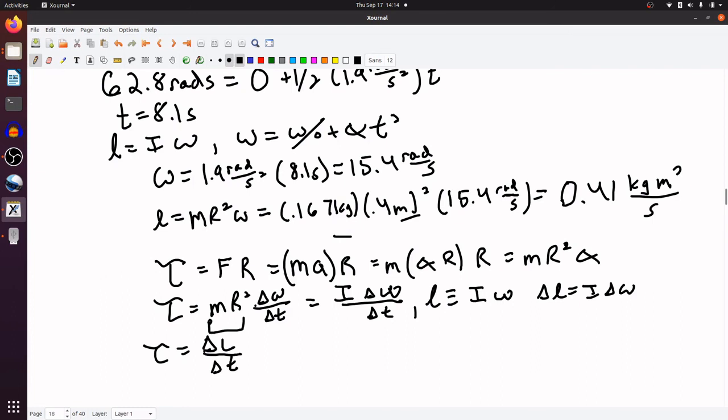So this is another useful thing. If you know the change of your angular momentum with respect to time, you can get torque. And so this is a way that torque and the change of angular momentum are directly related, which is kind of fun.